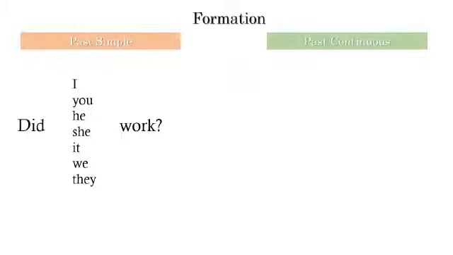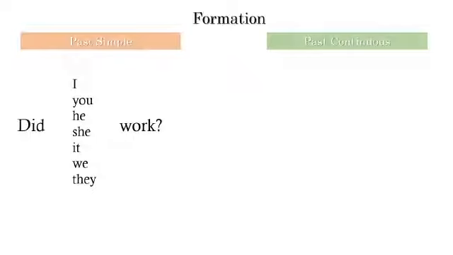Okay. What do we have here? Here we have the questions. How can we ask questions in past simple? To make questions in past simple, we have to use the auxiliary verb, which is did. So remember, did is the auxiliary verb of past simple. And we have to put the auxiliary verb in the first place. Okay, let's look at the example. Did you work? Did he work? Did she work?